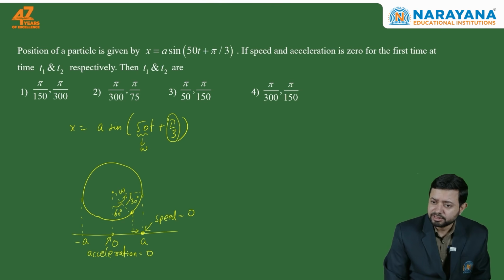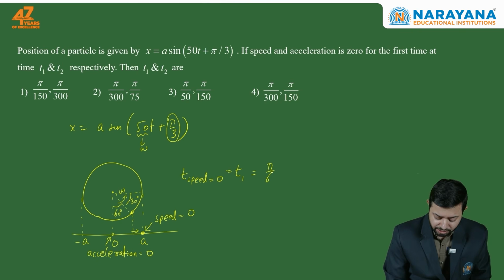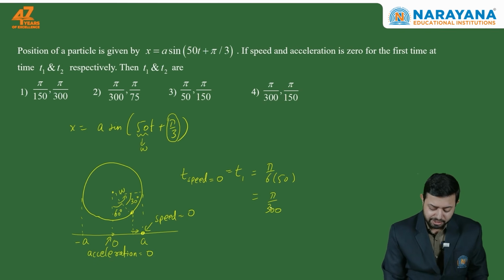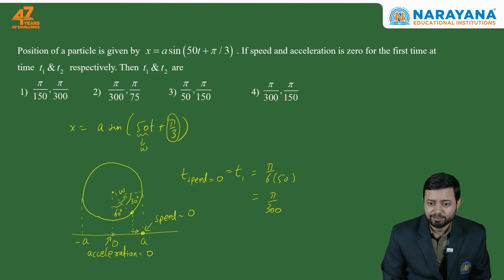So how much time will it take to cover those angles? The time for speed to become 0, that is your t1, right? And therefore it will be theta by omega. Theta to be rotated is 30 degrees, pi by 6, divided by omega. Omega is here 50. So therefore it becomes pi by 300. Okay, so at pi by 300, for the first time speed will become 0.